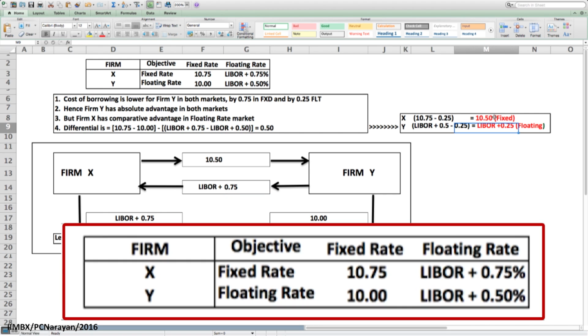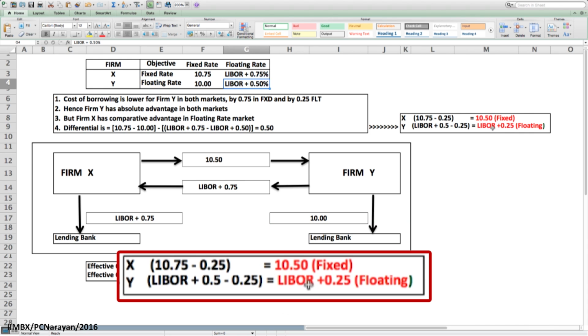So effectively what we have achieved is X was able to borrow at a fixed rate of 10.5% instead of 10.75% that it commanded in the market, and Y wanted to borrow at a floating rate, where it commands LIBOR plus 0.5. We have reduced its cost of borrowing to LIBOR plus 0.25. So both parties have benefited as a result of the interest rate swap. And this is the typical structure of an interest rate swap.